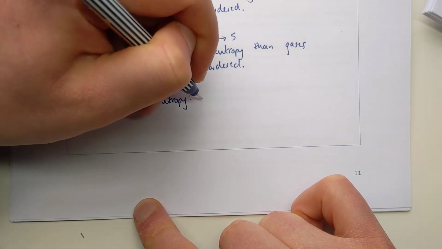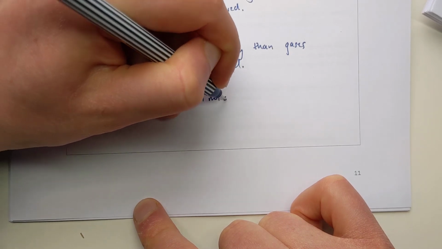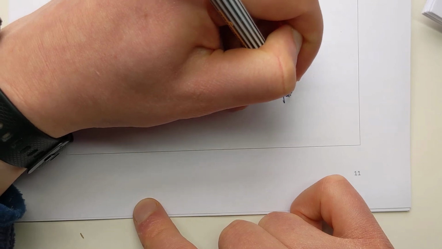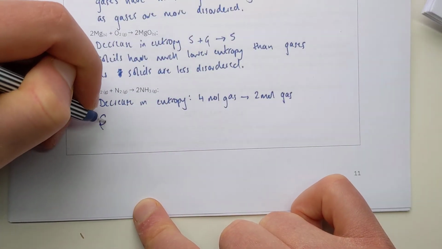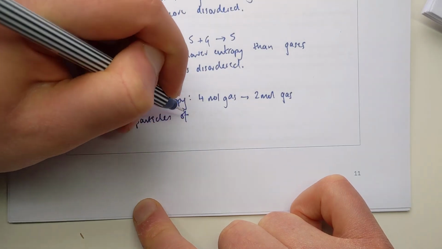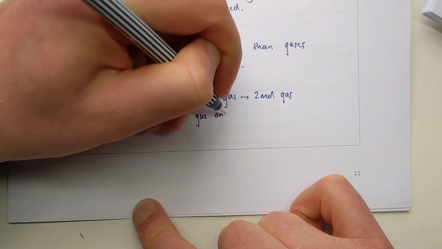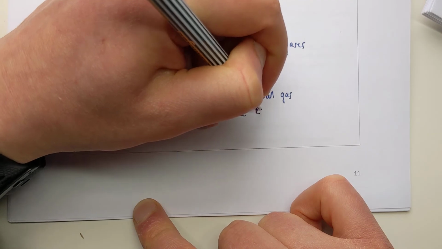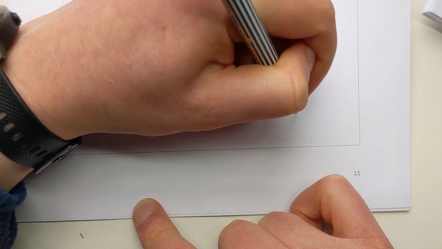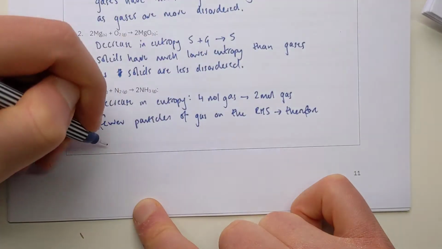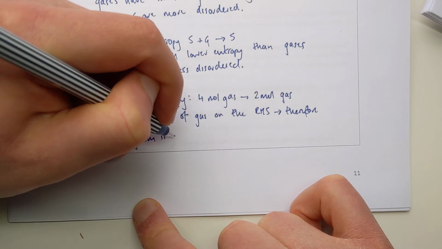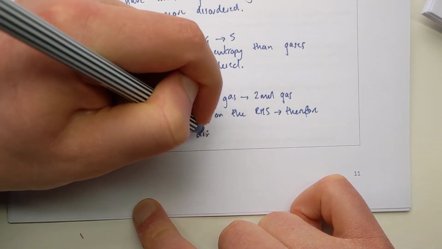So justification for that one is we've got a decrease in entropy. The reason being we've got 4 moles of gas in this equation turning into 2 moles of gas. There are fewer particles of gas on the right hand side. Therefore, the system is less disordered.